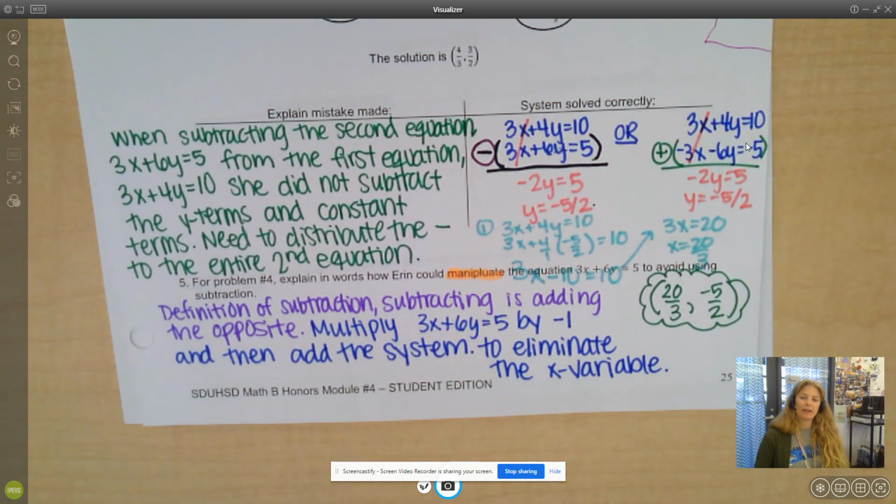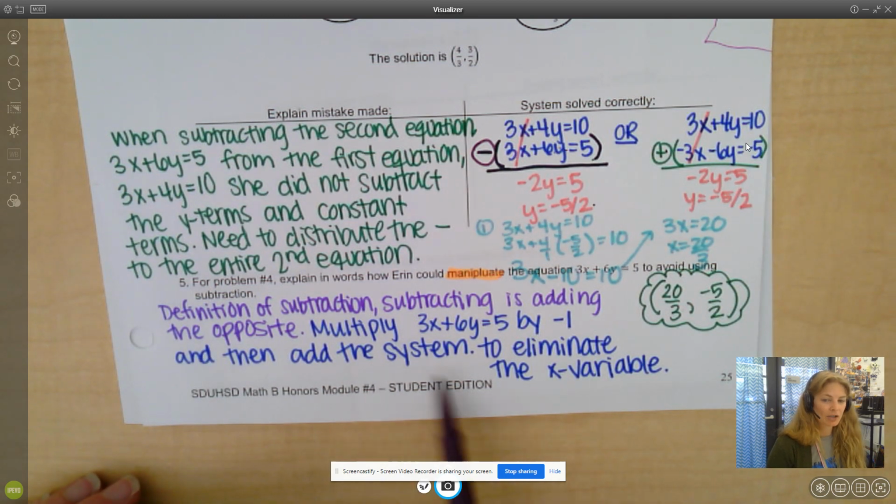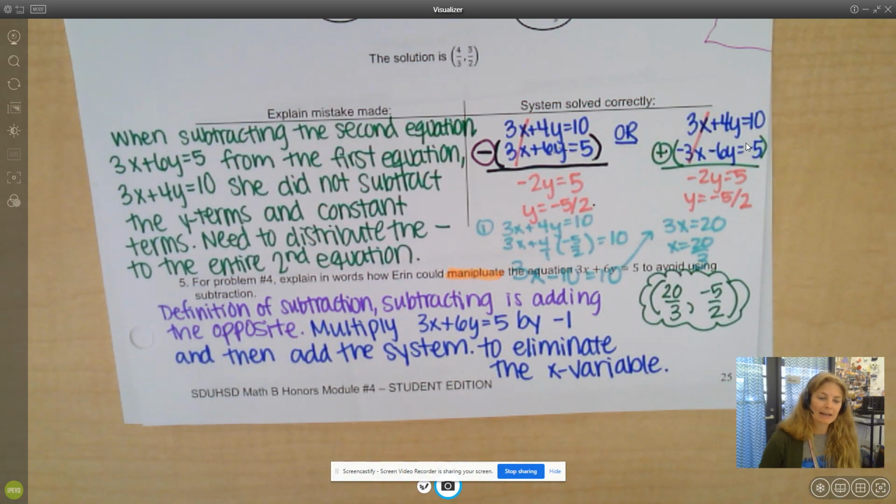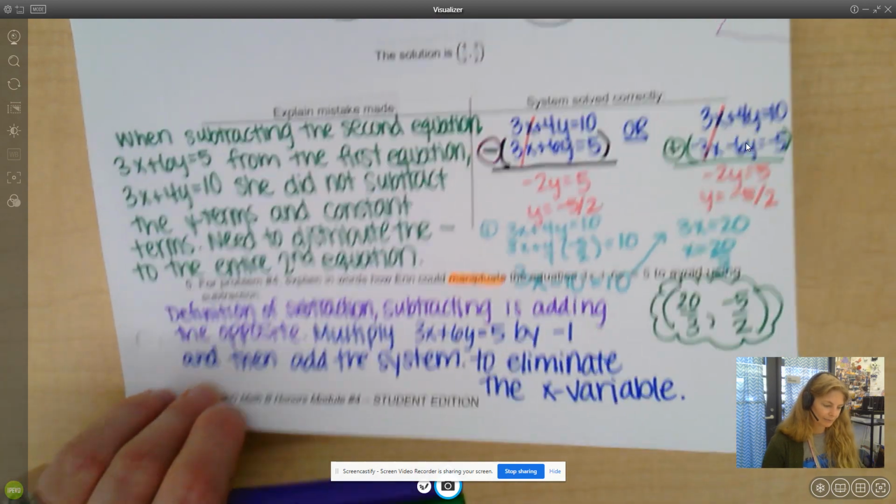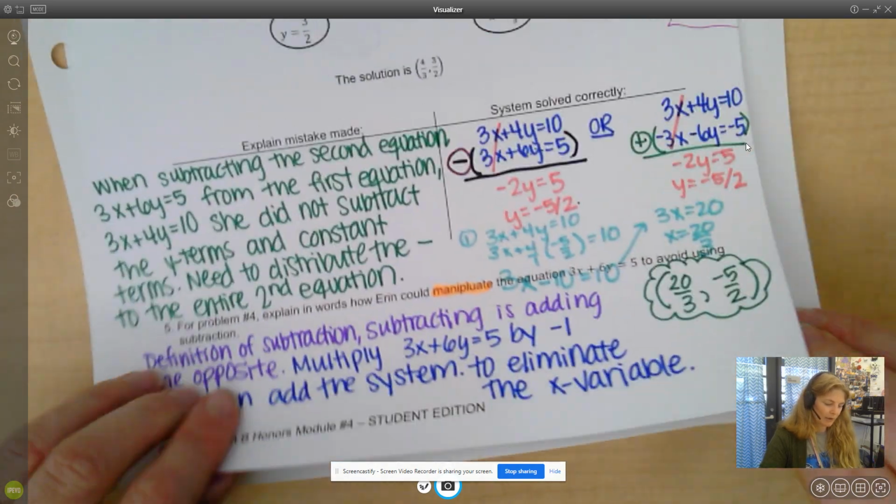So what could Aaron do? How could she manipulate 3x plus 6y equals 5 to avoid using subtraction? Like I said above, the definition of subtraction is that subtracting is adding the opposite, which means what we can do is multiply that second equation by -1 and then add the system to eliminate the x variable. It's really important when we're explaining this to say which variable we are going to be eliminating. Cool, nice work.